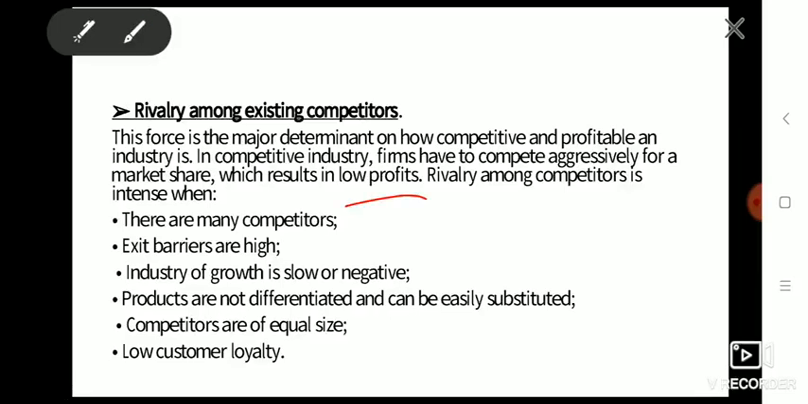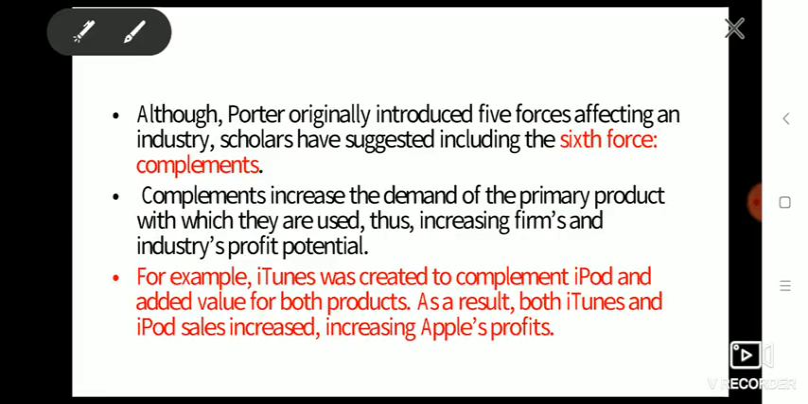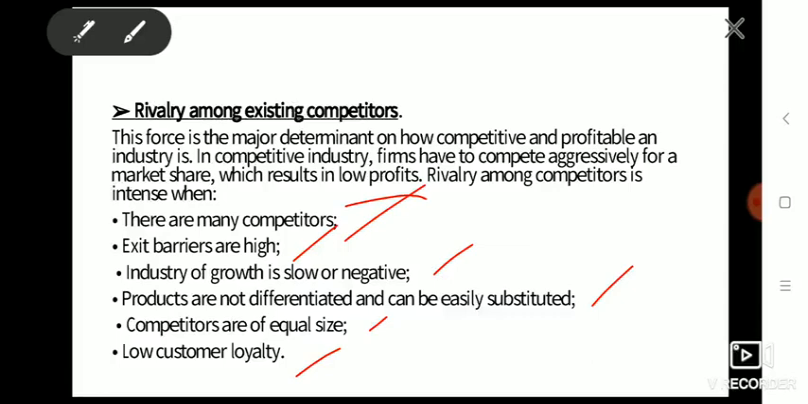Rivalry among competitors is intense when there are many competitors, when exit barriers are high, when industry growth is slow or negative, when products are not differentiated and can be easily substituted, and when competitors are of equal size. If there is low customer loyalty, then rivalry among competitors also exists. So we have gone through the 5 forces of Porter. These are the 5 forces introduced by Porter.